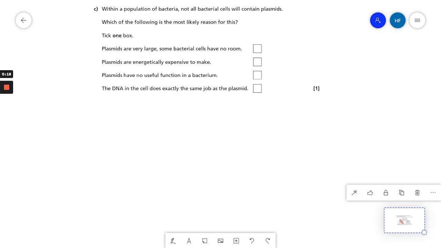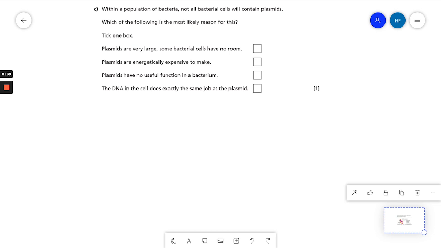Plasmids are very large. Some bacterial cells have no room. Or, plasmids are energetically expensive to make. Or, plasmids have no useful function in a bacterium. Or, the DNA in the cell does exactly the same job as the plasmid.